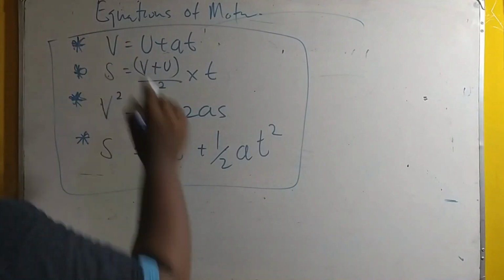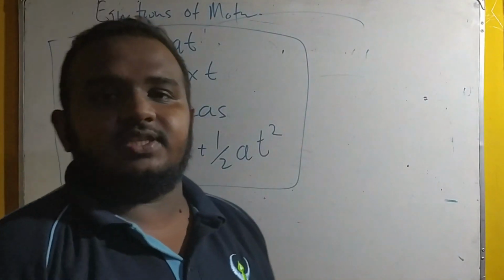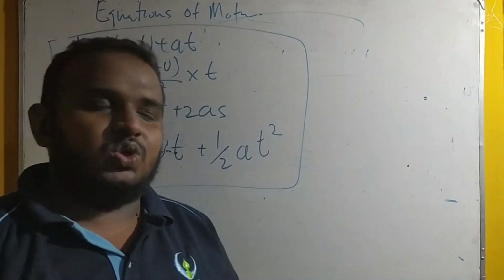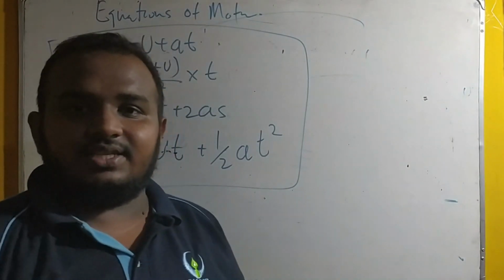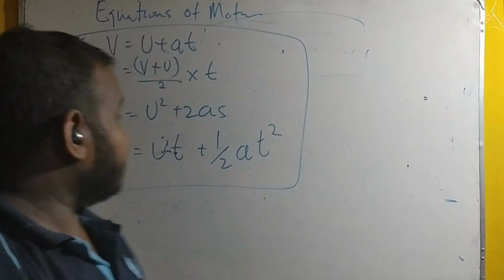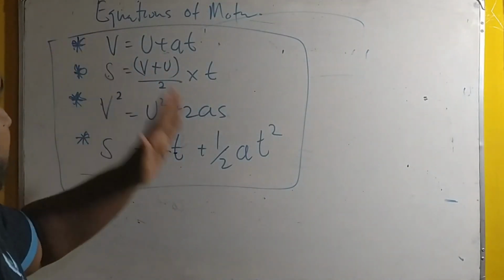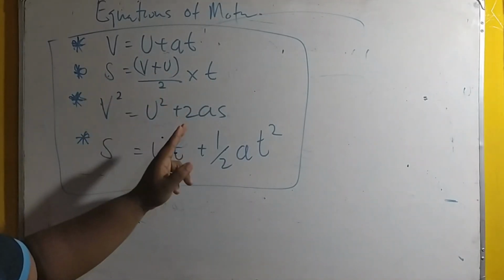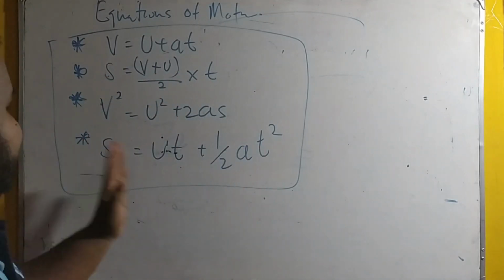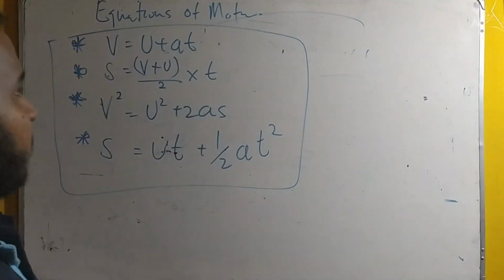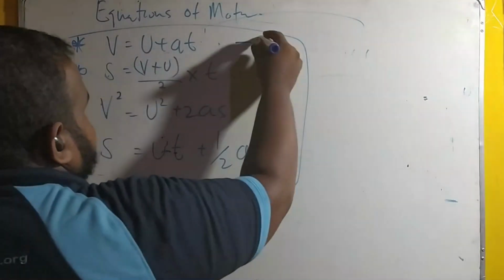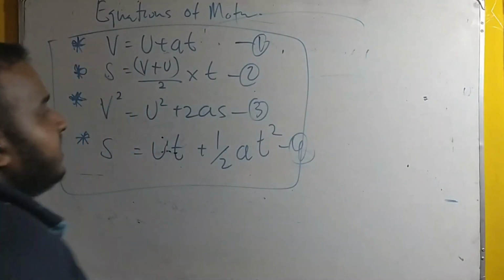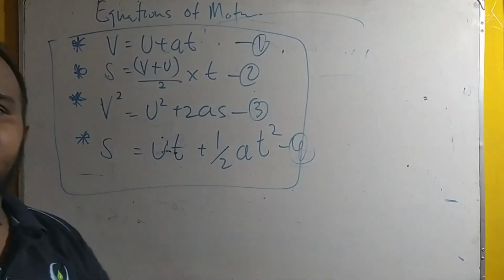By using these equations, you can solve whatever physics question you get under constant acceleration. You don't have anything about changing acceleration; you have only constant acceleration. So v is equal to u plus at, S is equal to (v plus u) divided by 2, into t, the third one, v squared is equal to u squared plus 2as, and the fourth one, S is equal to ut plus half at squared. These are the 4 different equations.